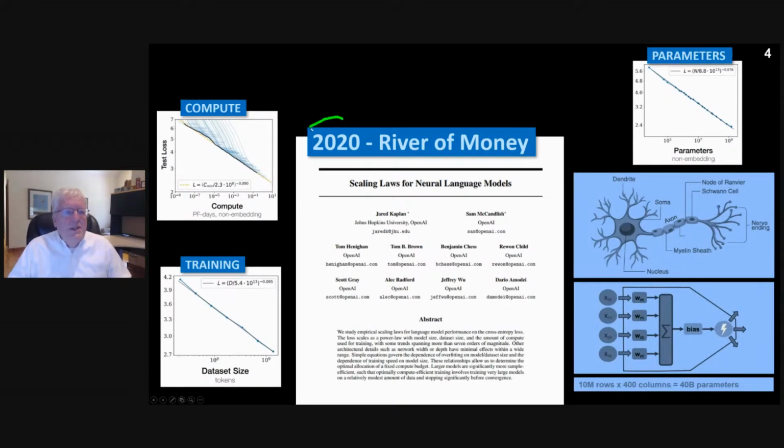It was in 2020 that this paper called Scaling Laws for Neural Language Models produced a river of money. And what this paper said is something that you need to understand as a DevOps engineer. This needs to be crystal clear to you. Number one, compute. I see a straight line going down. Now, normally downhill's not a good thing, right? Well, in this case, it is, because that downhill slope means less loss.